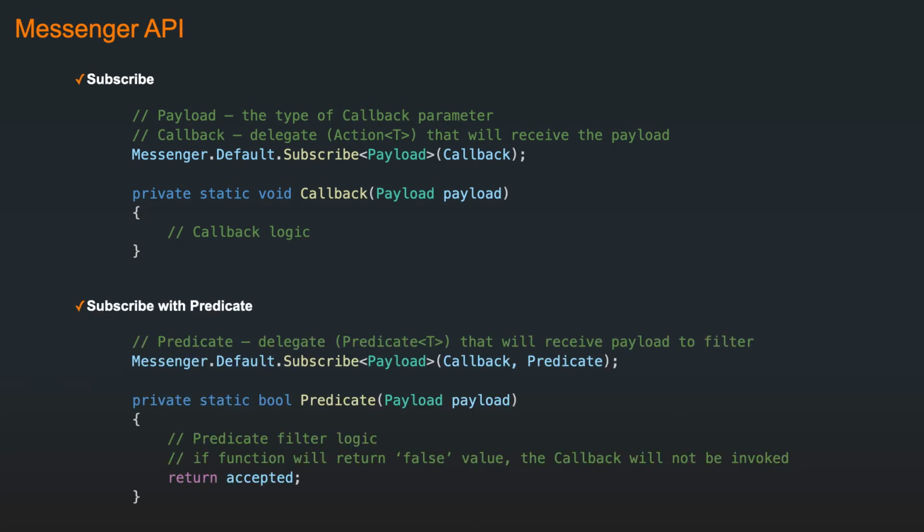The Subscribe method has an optional parameter named predicate that can accept a delegate with a reference to a Boolean function. The predicate function is used for filtering of received payloads. If the function returns true, the callback will be invoked by the messenger, and will not be invoked in case of a false return value.